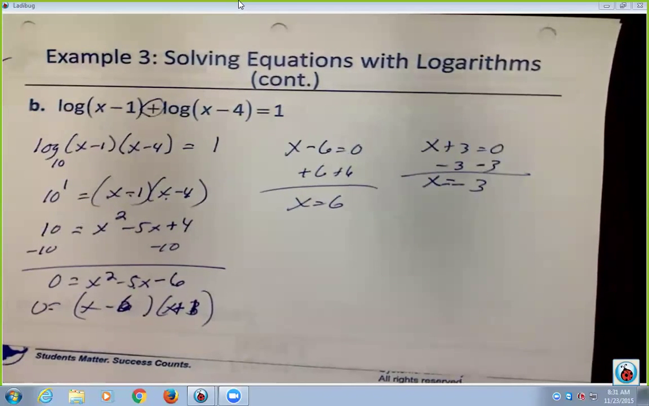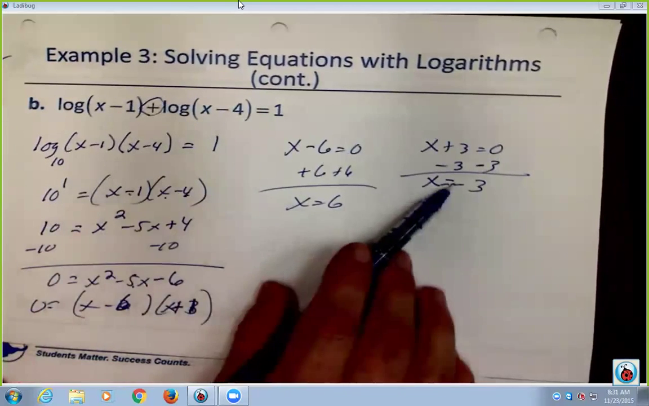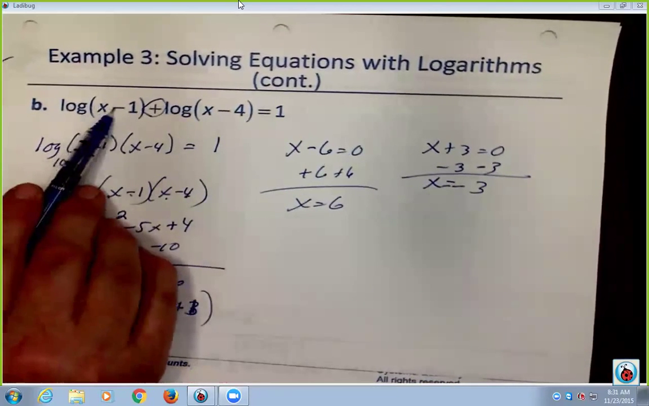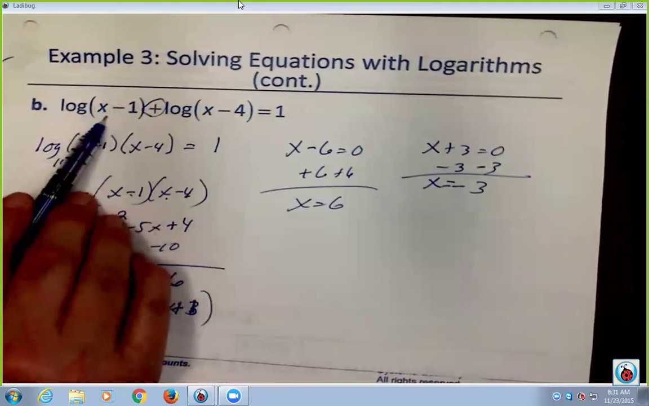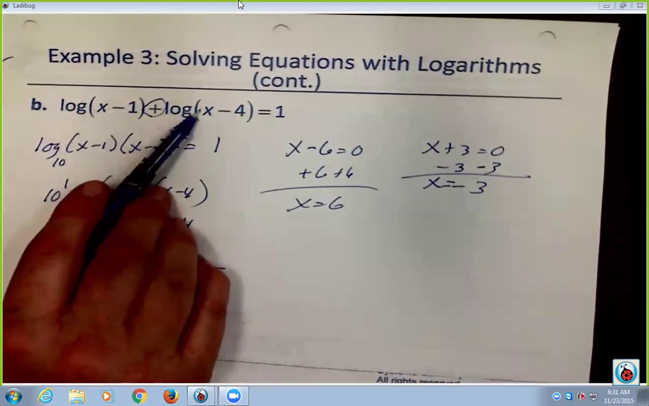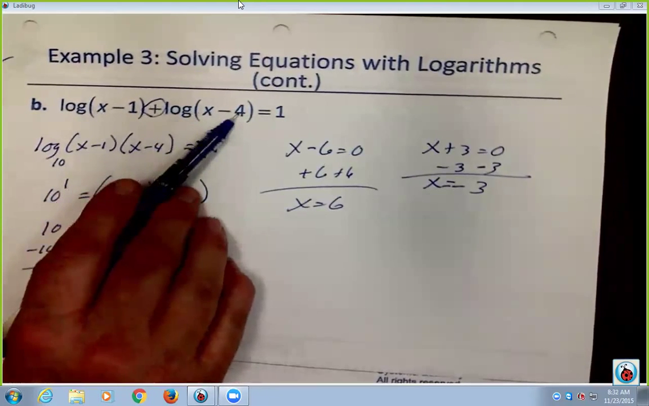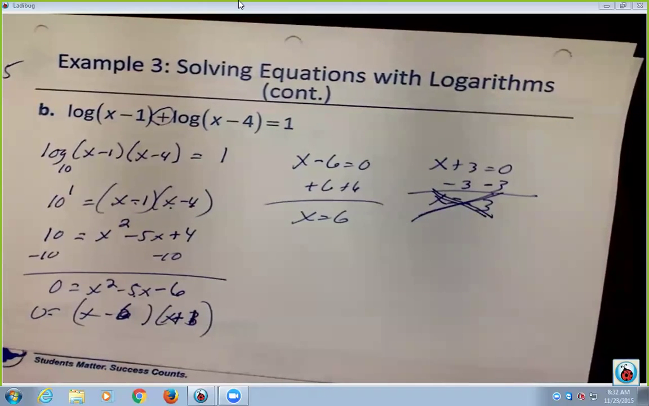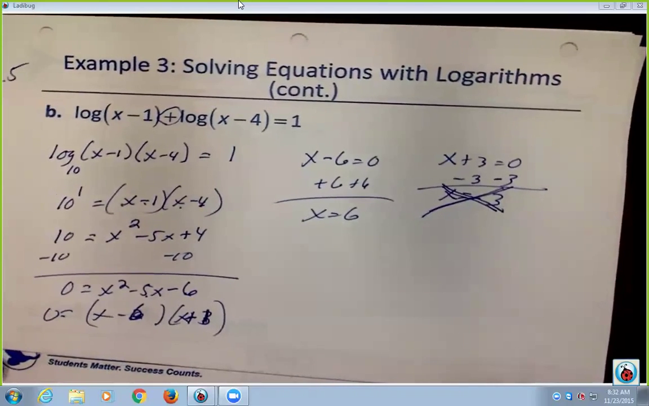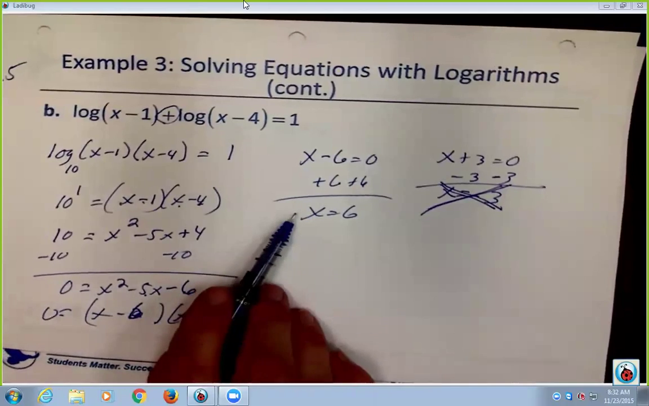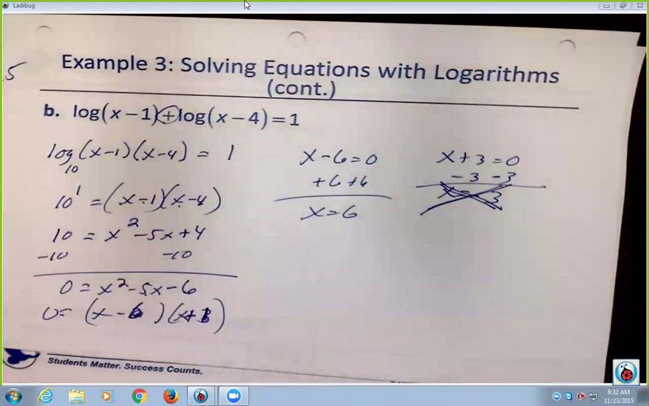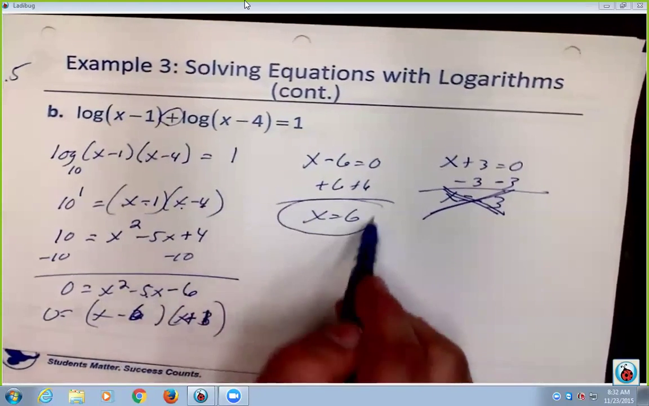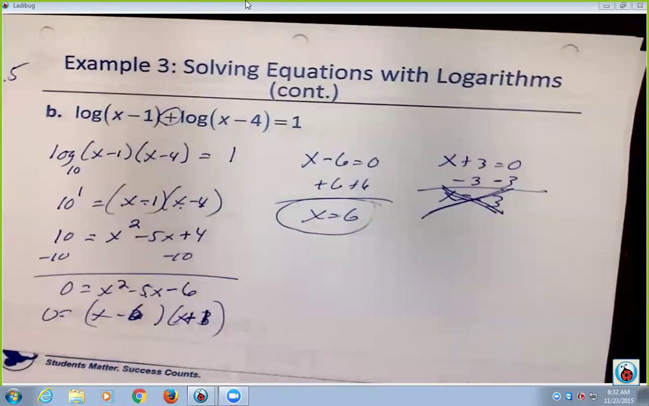Well, you have to be careful because I can never have a log be negative. So a negative 3 and a negative 1 gives me a negative 4. A negative 1 and a negative 4 over here gives me a negative 5. So I cannot use negative 3. If you do these and you stick both answers in, that could be what your answer comes up being wrong for. So x equals 6 is the only piece that I can possibly use, because I can't have that negative in there with my logs.